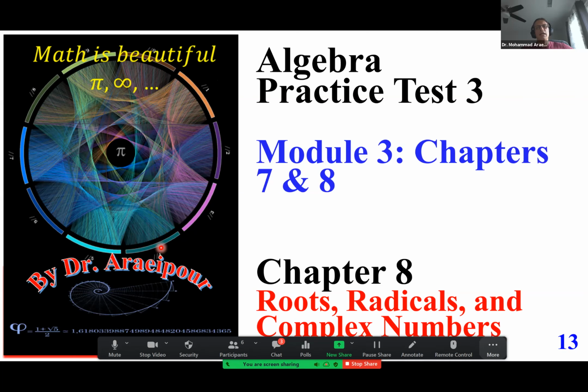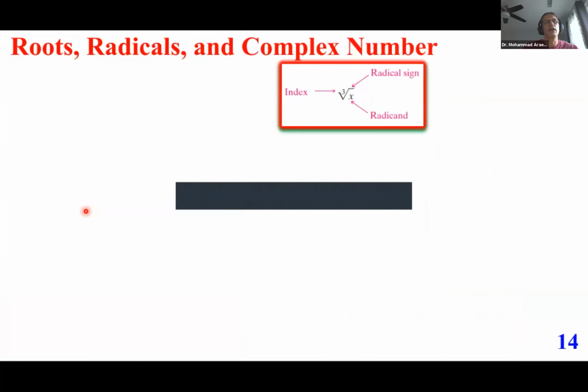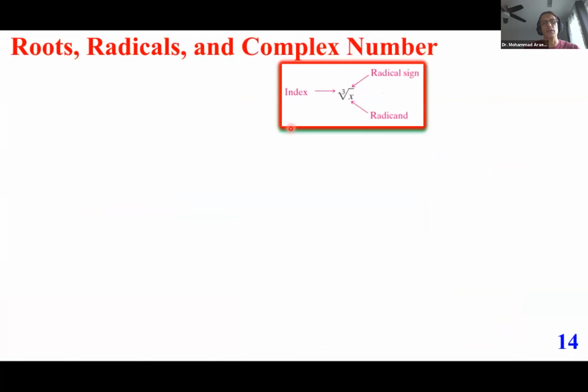Good afternoon, class. We are looking at Algebra Practice Test, Module 3, covering chapters 7 and 8. Here's chapter 8, Roots, Radicals, and Complex Numbers. So before we start, let's look at the concept.